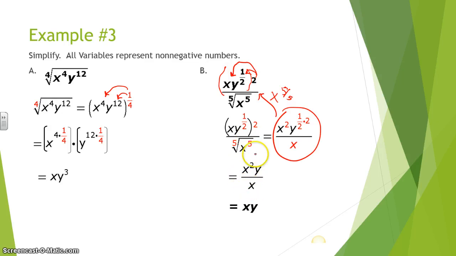Actually, we've got to take this one step further, I'm sorry. So we have x squared times y over x, so we can subtract the exponents here. 2 minus 1 just leaves me with x times y, so my final answer is xy.